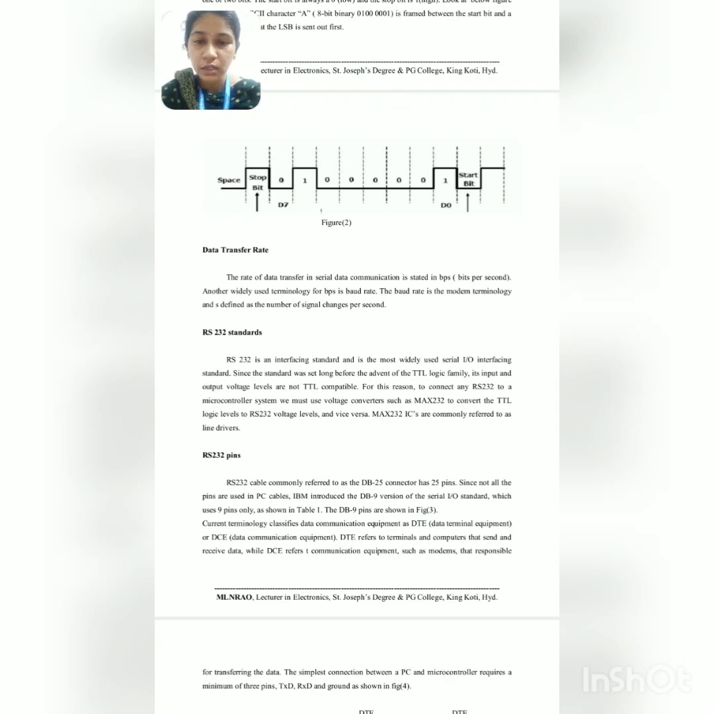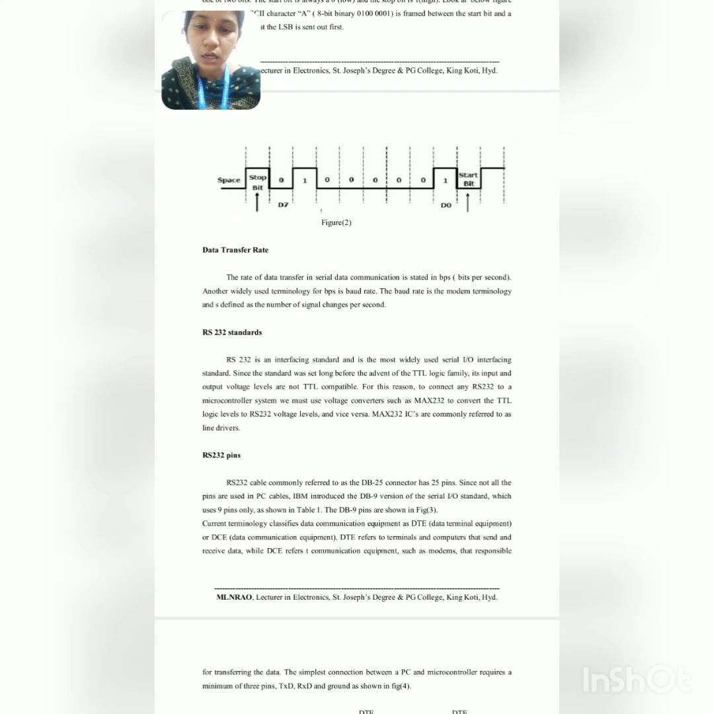Data transfer rate. The rate of data transfer in serial data communication is stated in bps, bits per second. Another widely used terminology for bps is baud rate. The baud rate is the modem terminology and is defined as the number of signal changes per second.